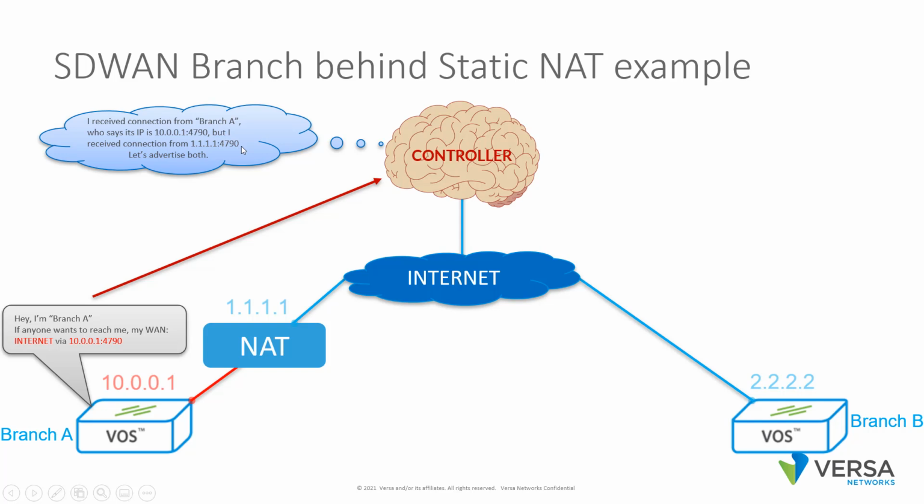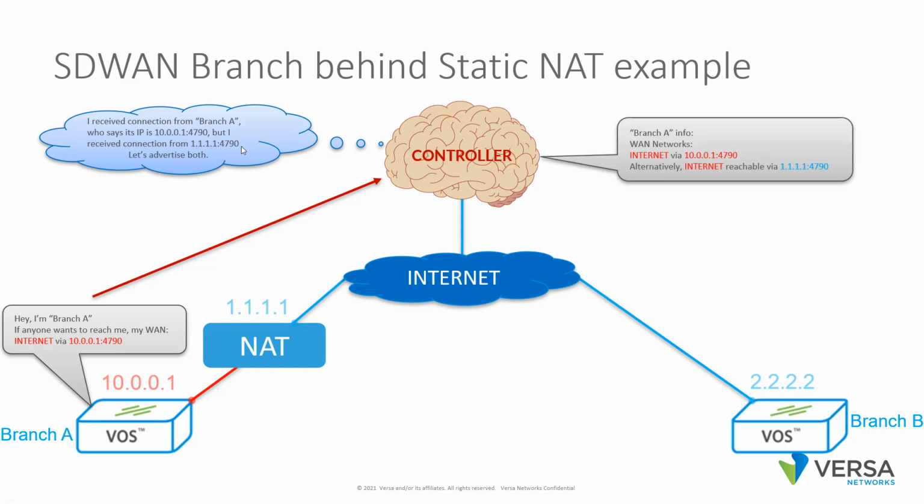And the interesting thing is that the controller will inform everybody else that branch A has WAN network 10.0.0.1 with the port 4790, but also that alternatively you can reach the same WAN interface of branch A through the IP address 1.1.1.1 port 4790. The controller doesn't know which way branch B would be able to establish a connection to branch A, so it will just send all the possible information to branch B.